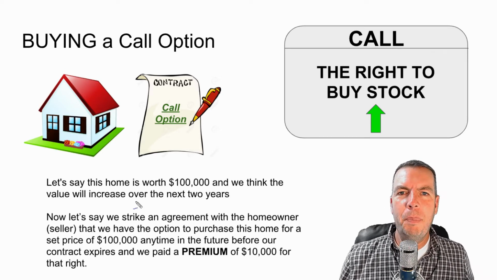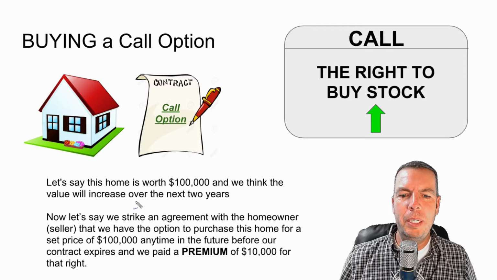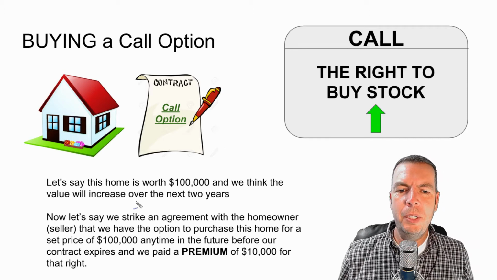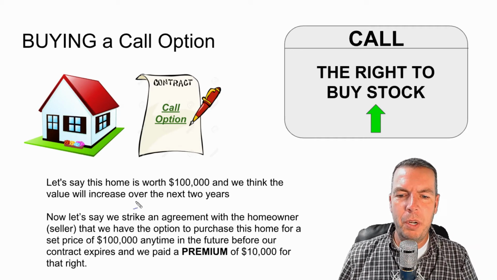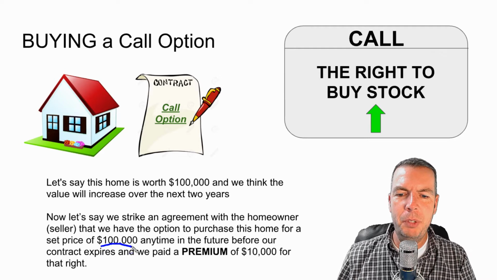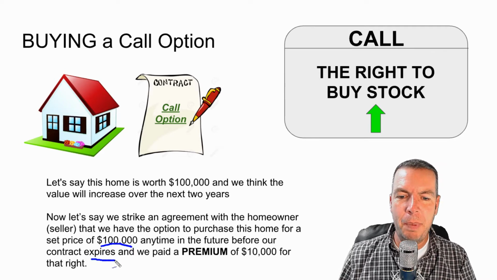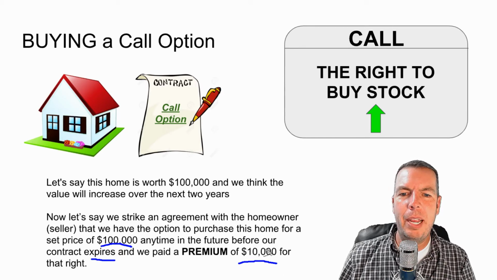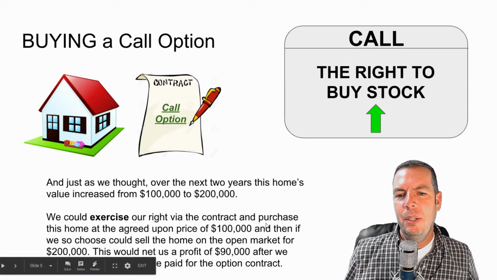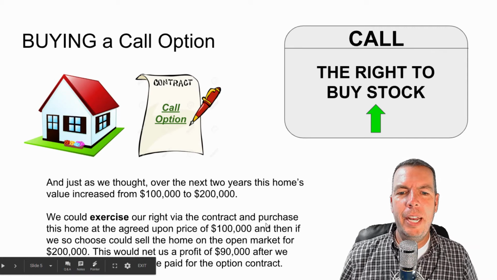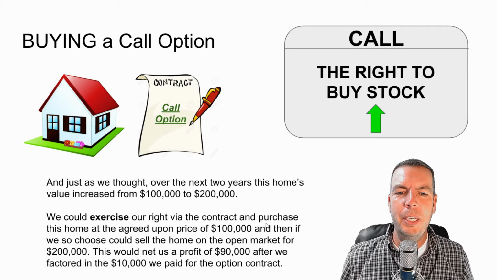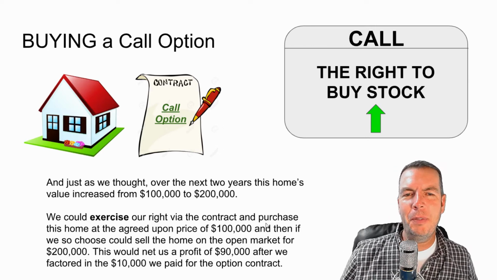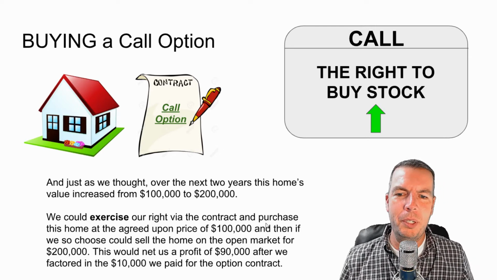Let's say we approach the owner of the house and we strike an agreement with the homeowner that we have the option to purchase this home for a set price of $100,000 anytime in the future before our contract expires, and we paid a premium of $10,000 for that right. All right. Just as we thought, over the next 2 years, this home's value increased from $100,000 to $200,000. Yay for us as the option holder, correct?